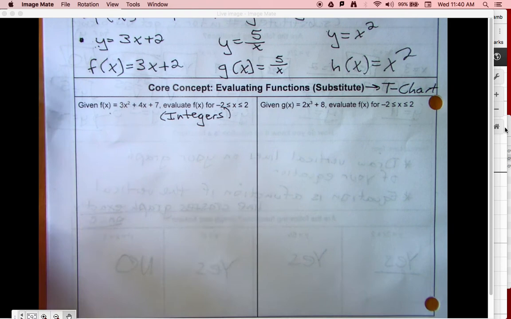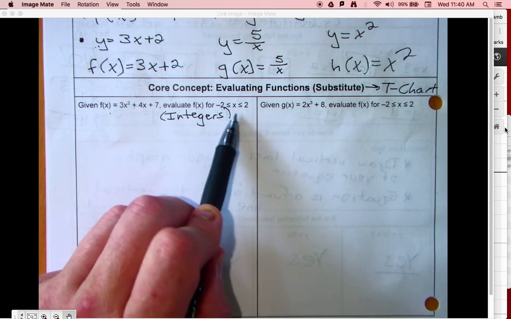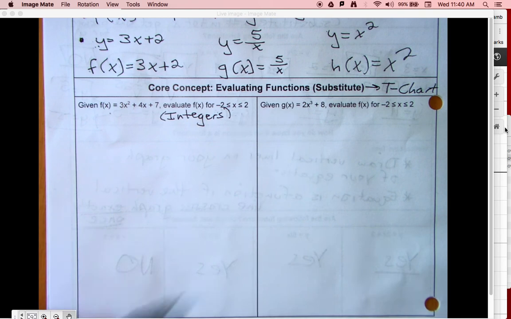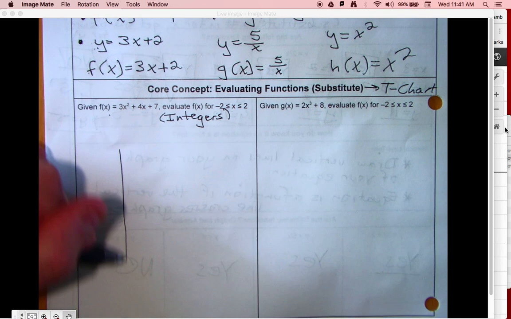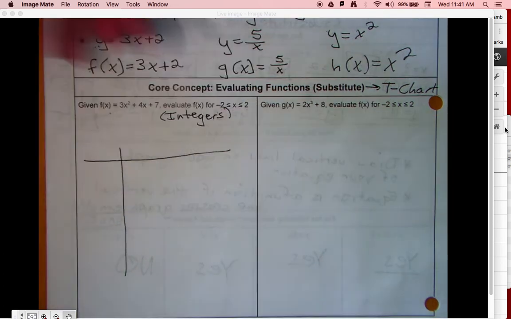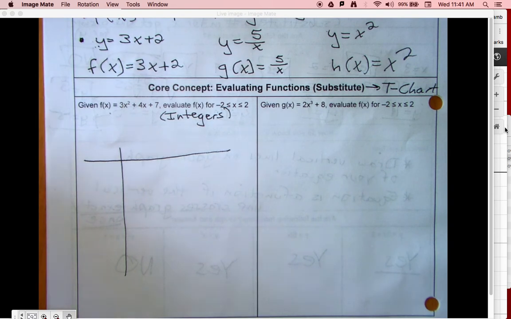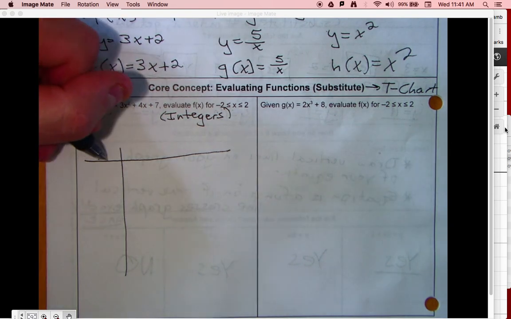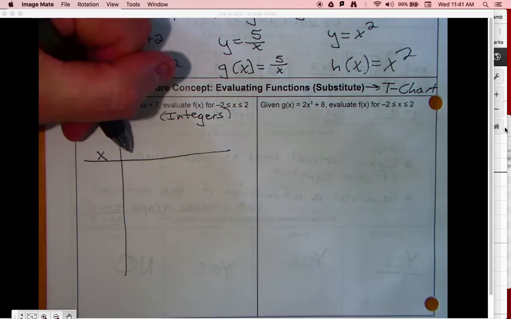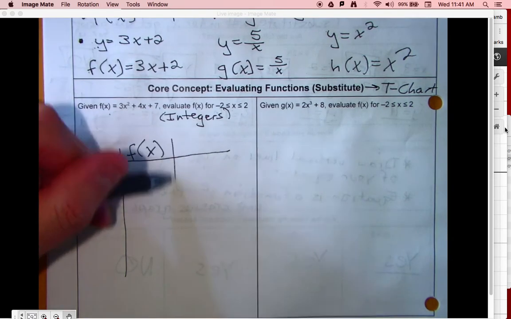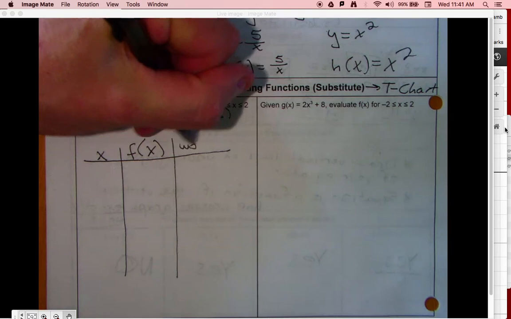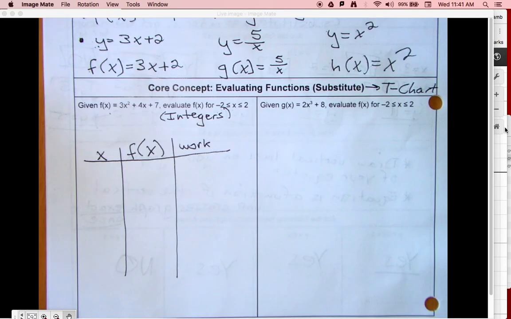And so the first thing I want to talk about is this notation over here. Negative 2 less than or equal to x less than or equal to 2. That basically means all of the integers from negative 2 to 2. So when we go to evaluate this for our t-chart, the first thing we have to do is list all of the integers that we're going to evaluate for. So let's go ahead and set up our t-chart. The t-chart is going to have 3 columns. First column is going to be x. The second column, instead of y, we're going to say f of x. And my third column will be a place to set up and show our work.